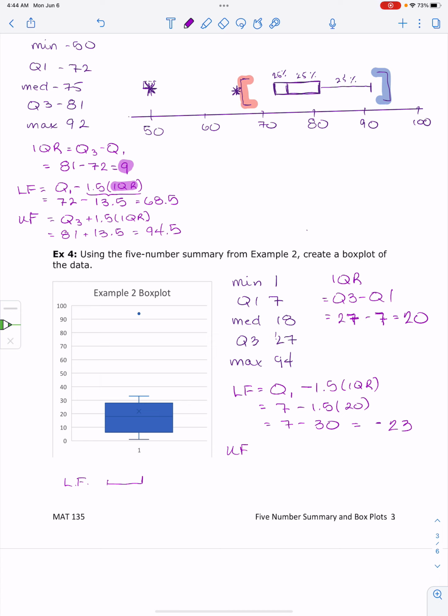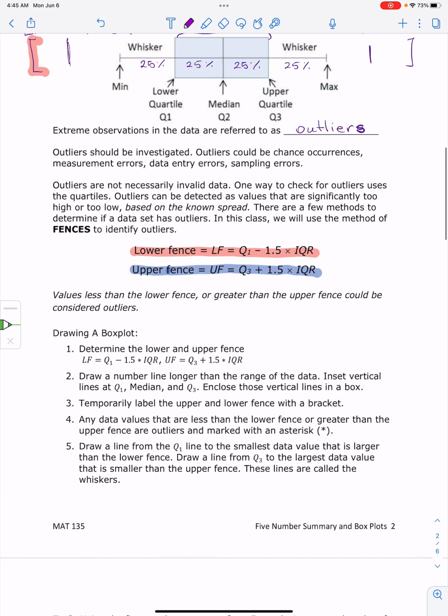My upper fence, Q3 plus. Since we already know that 1.5 times 20 is 30, let's see, my Q3 is 27 plus 30. I get an upper fence of 57. So here's my upper fence. Okay. Notice that that lone value of 94 lies above the upper fence.